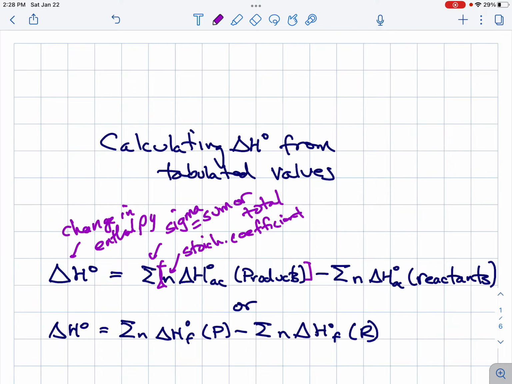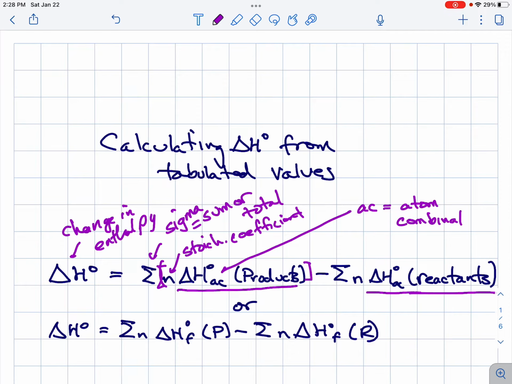The DeltaHac here is always going to be products minus reactants, right? The DeltaHac values are values that you're going to find in a table. The AC here stands for atom combination, or sometimes people say atomic combination, but it's the atom combination. In other words, you're going to combine the atoms together, see how much energy that is, write that number in a table, and be able to use it in this equation.